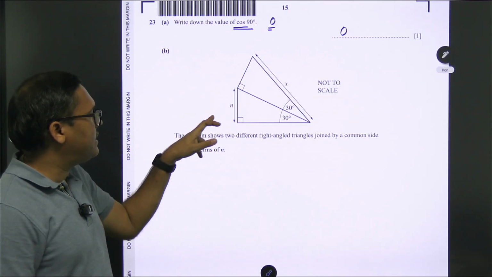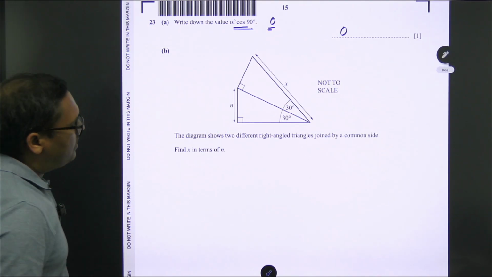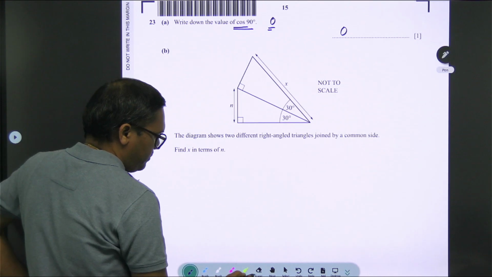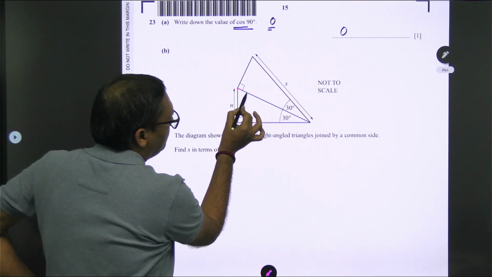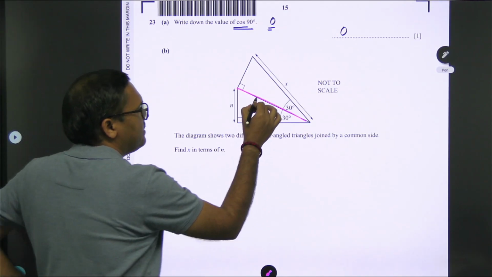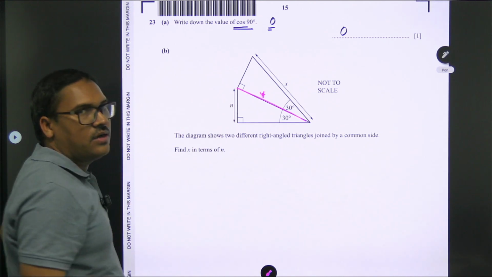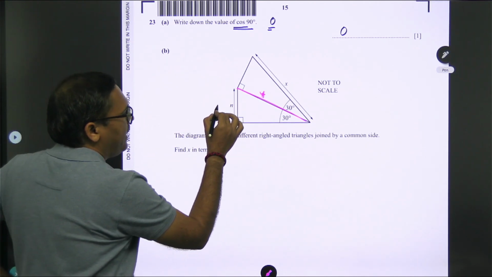You have to find x in terms of n. This is n, this is x. You have to relate x and n. Now you can see this side is common to these two triangles. Let's say this side is y. Using this side, I can relate this as well as this. Now how will you relate n and y?